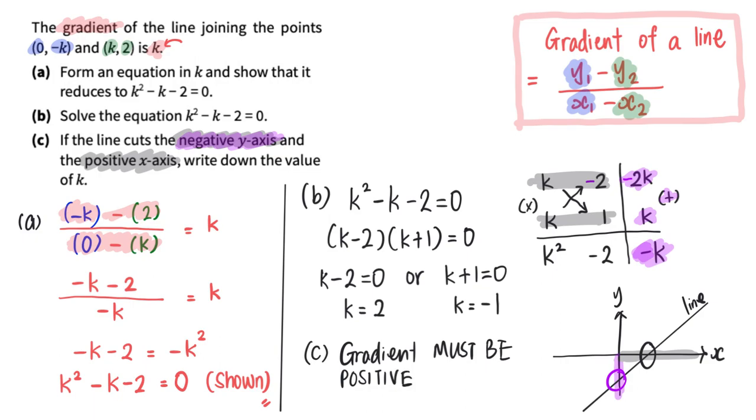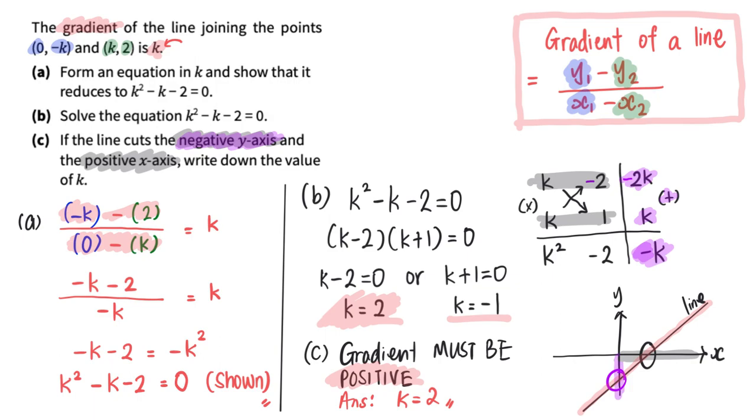And looking at the two answers, going back to the question, what does k represent? k represents the gradient, you know. So going back to these two possible answers, which one must be the answer? This one, because the k has to be positive from what I have drawn here. So final answer, k is equals to 2 in this case. Alright.